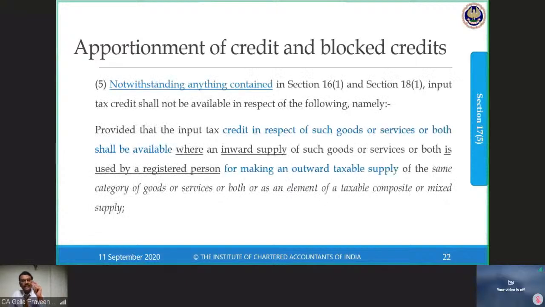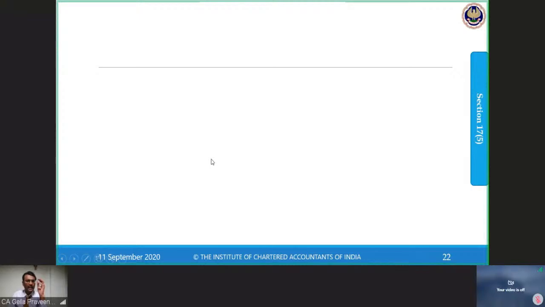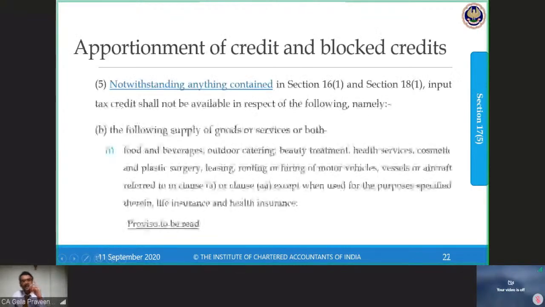provided that input tax credit in respect of such goods or services above shall be available where inward supply of such goods is used by the person for making outward supply of the same category as a mixed supply or as a composite supply. Now it says, look, I have restricted ITC on outdoor catering. I have restricted ITC on renting or hiring of a motor vehicle. But this you can be entitled to when you use it for further business purpose.